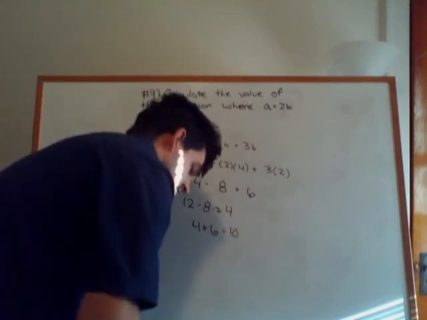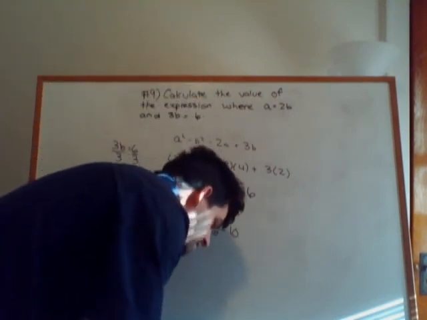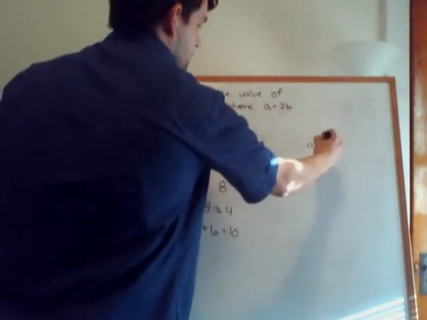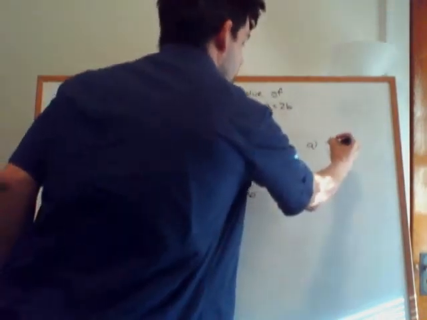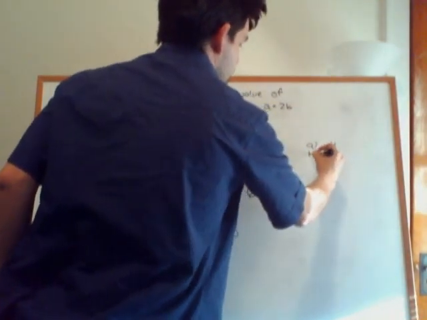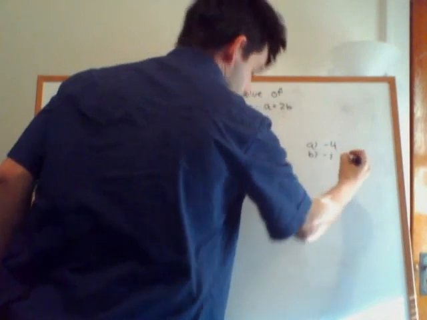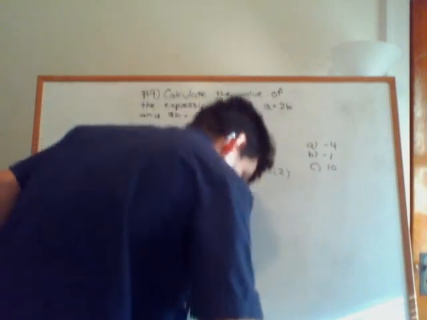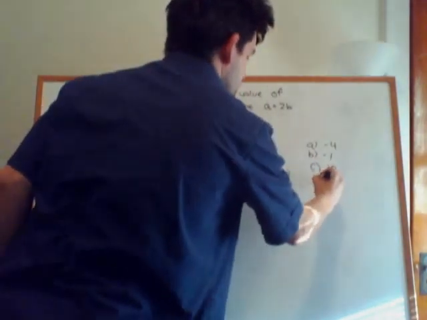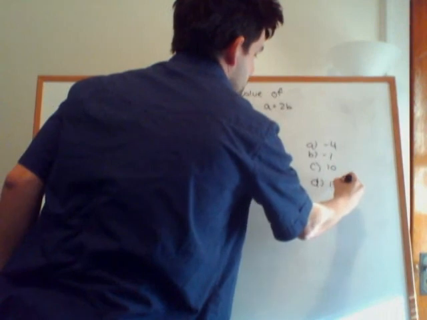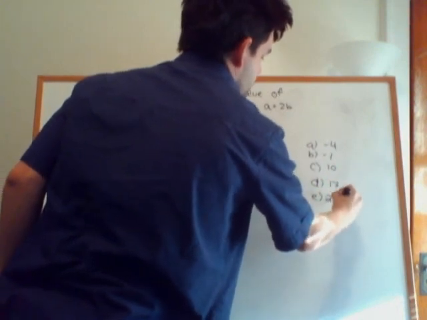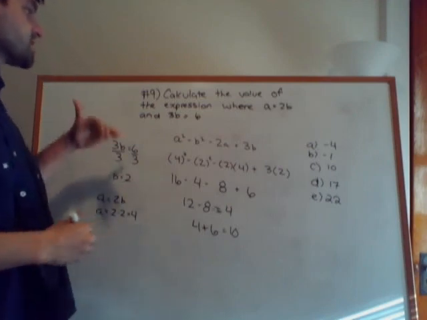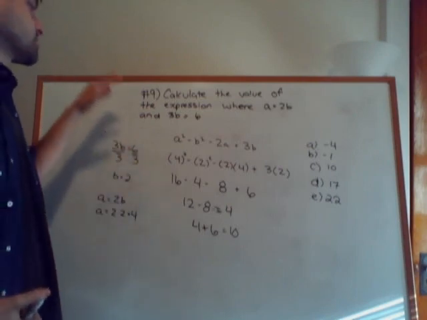And again, I apologize for not putting the possible answers. The possible answers for this question are A equals -4, B equals -1, C is 10, D is 17, and E is 22.